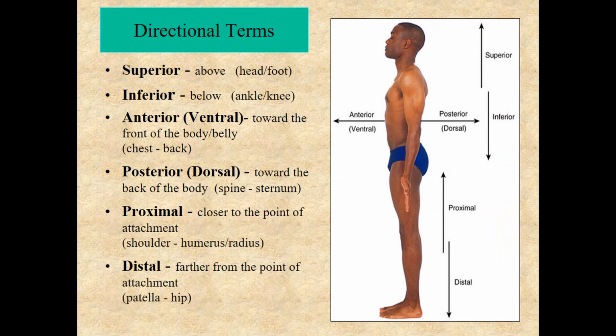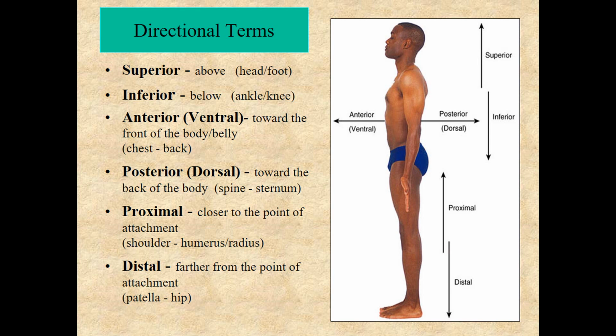Now we have directional terms. Directional terms: superior means above, inferior below, anterior and posterior. We can also say ventral and dorsal, right, because we're a bipedal organism. Just keep in mind that if we're talking about a tetrapod, a cat, anterior is towards the front and ventral is going to be belly side. So there is a difference between anterior and ventral, but for a human, we can use them interchangeably.